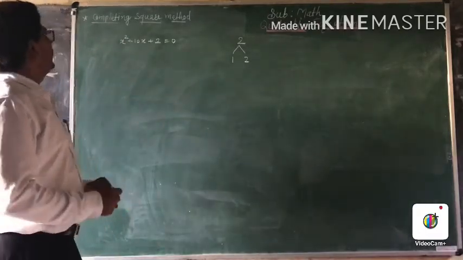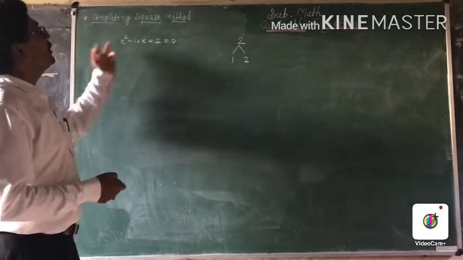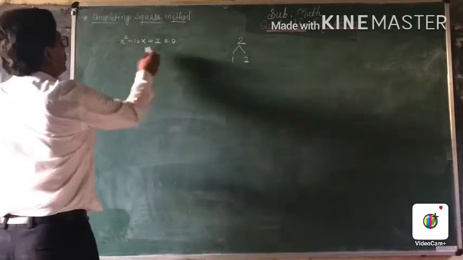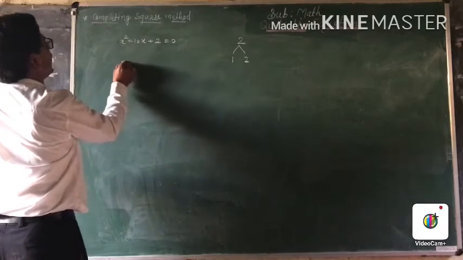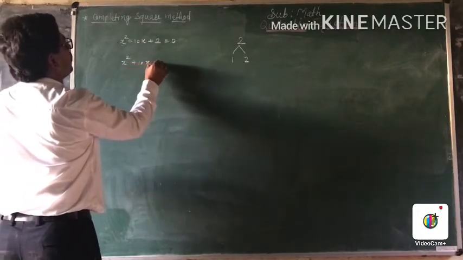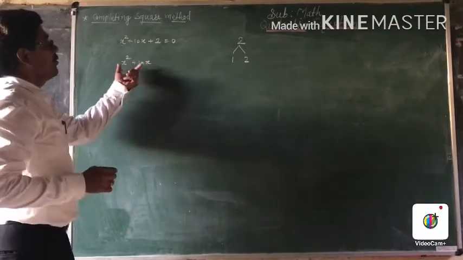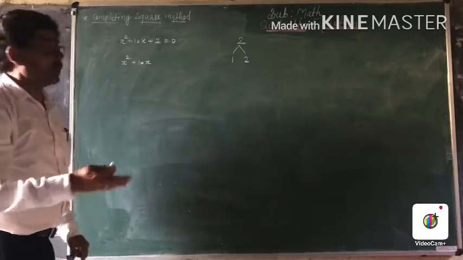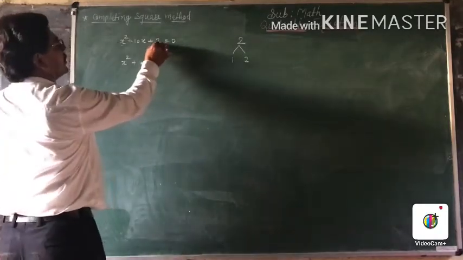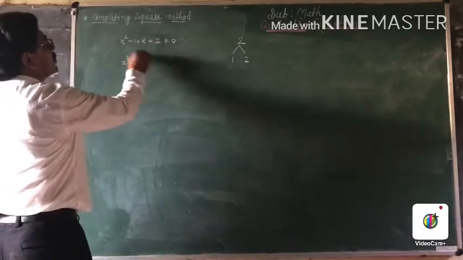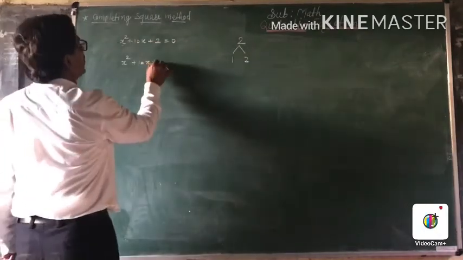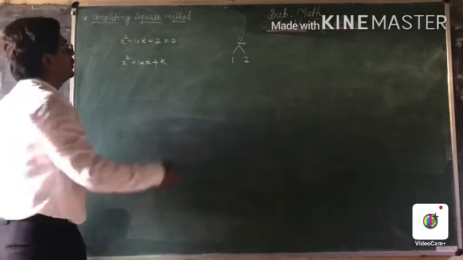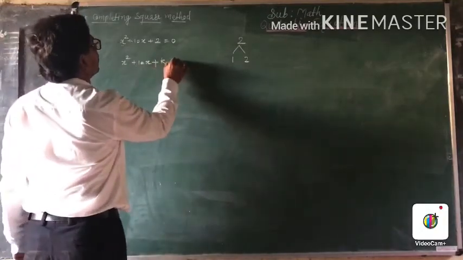So we apply another method, the completing square method. What is the completing square method? Here are two terms, x square plus 10x. Find the third term, then this trinomial becomes a complete square. The constant term 2 is not making a complete square, so for that I have taken the number k, to make this a complete square.